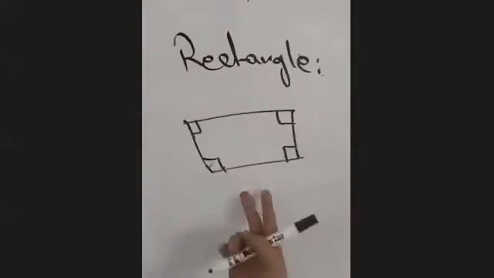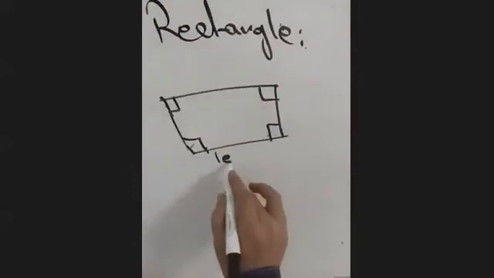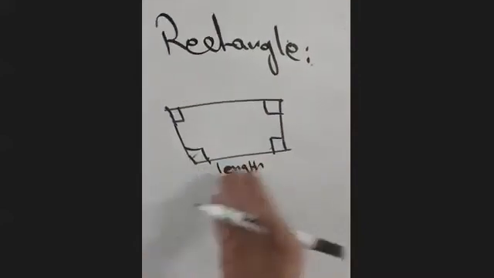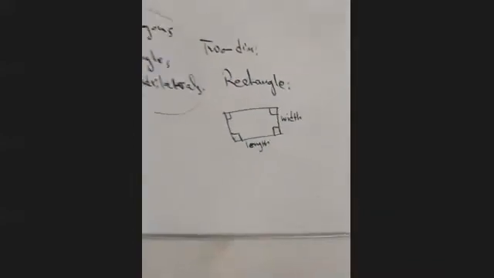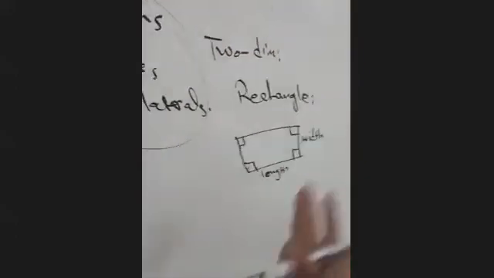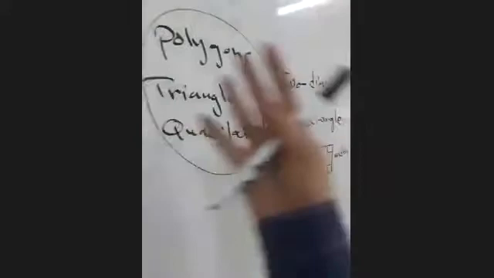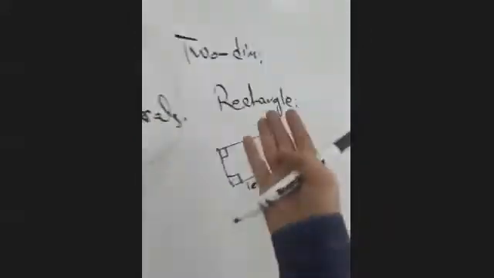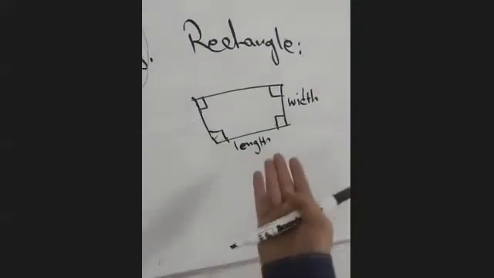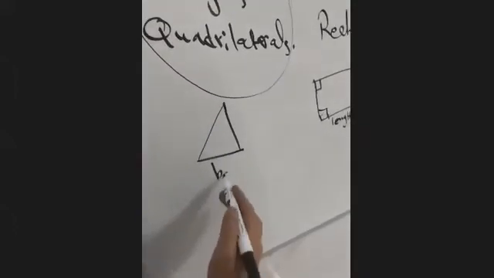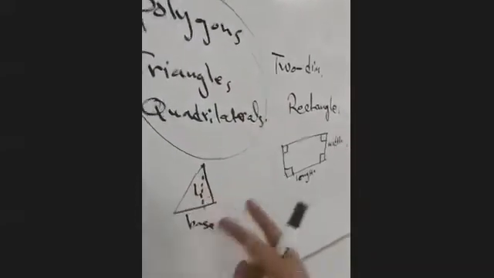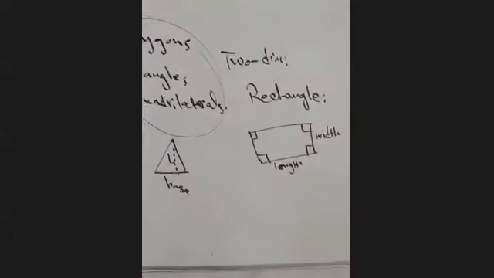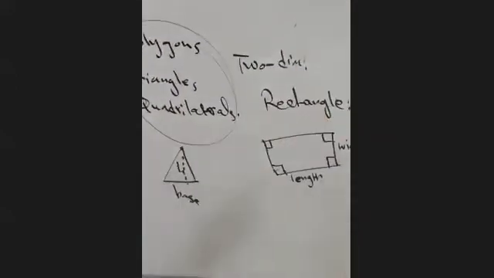Now the rectangle has two dimensions: length and width. So this is why we call these polygons two-dimensional figures. Like the rectangle, it has length and width. Like the triangle, it has base and height. So each figure has two dimensions, and we call it a two-dimensional figure.